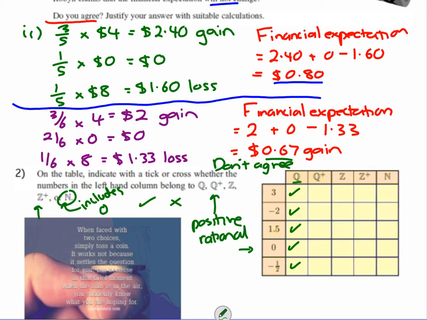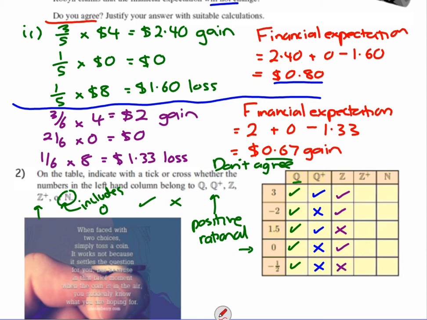Let's see, what's the next one? Q plus. So these ones have to be positive rational. So of course you tick the positives and you cross the negatives. And notice Q plus means it's got to be positive. So 0 is neither positive nor negative, so we just leave that off. And that's a negative, so no. So only 2 ticks in that particular column. Z's are integers, so just whole numbers can be positive or negative. So whole number, not a whole number, because Z's do include the zeros, and not a whole number. So that gets across down there.